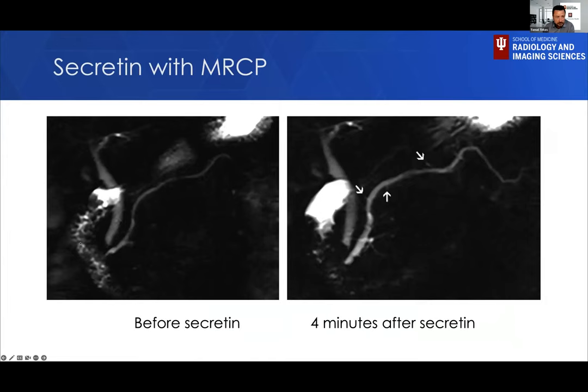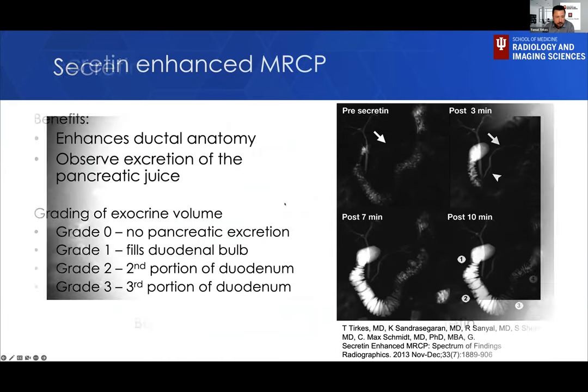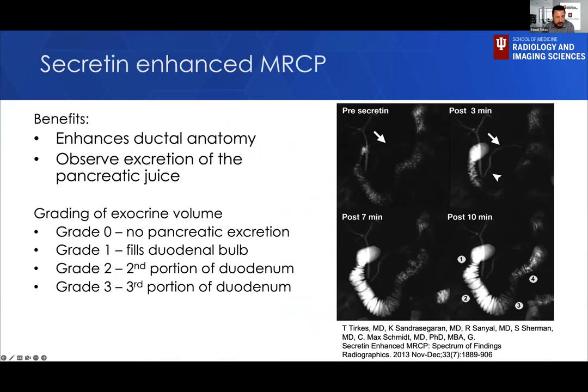We also give secretin to many of our patients at IU. Secretin dilates the main pancreatic duct and enhances the image of the main pancreatic duct. Sometimes we see the ectatic side branches better after giving secretin. Like I said, the benefit is enhancing the ductal anatomy, but it also lets you observe the excretion of the pancreatic juice from the main pancreatic duct into the duodenum.